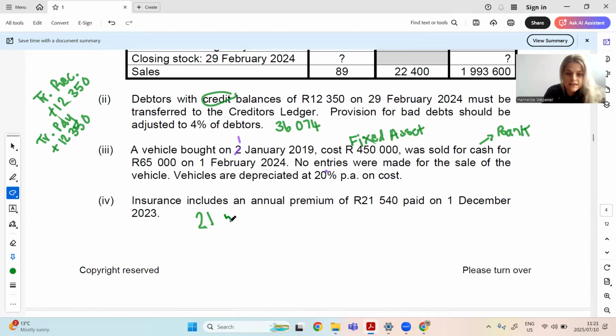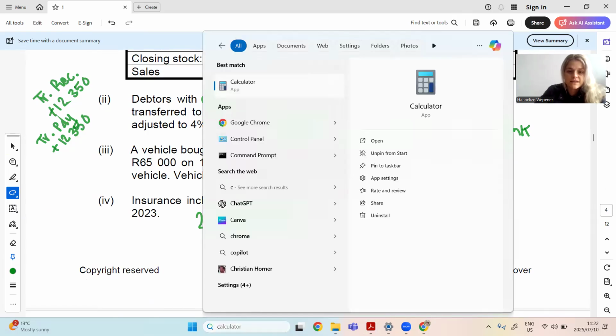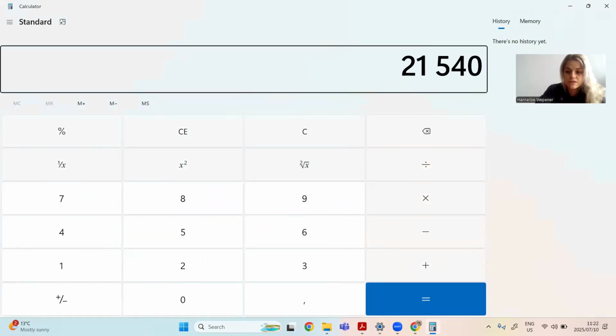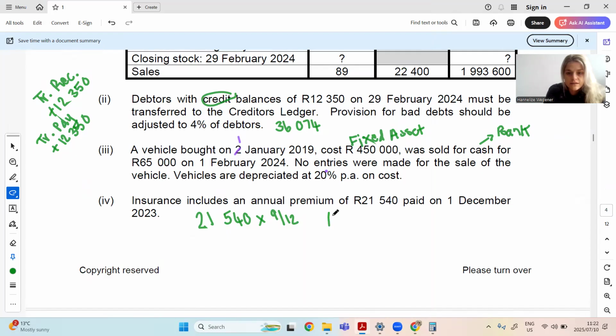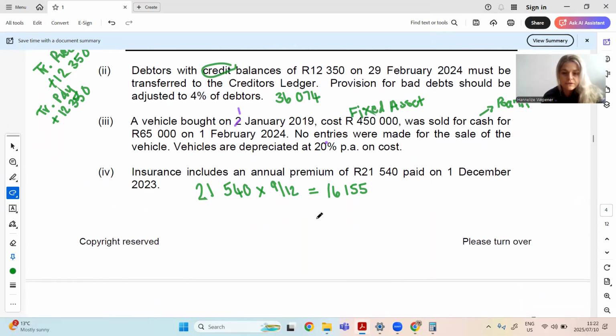So we need to calculate, of the 21,540, what is 9 months out of that, because that needs to be reclassified as a prepaid expense. So 21,540 times 9 over 12, 16,155. So 16,155 is not to be included. We already did that in the previous video as well, but I don't want to keep on going between the screens now. Okay, so there we go.